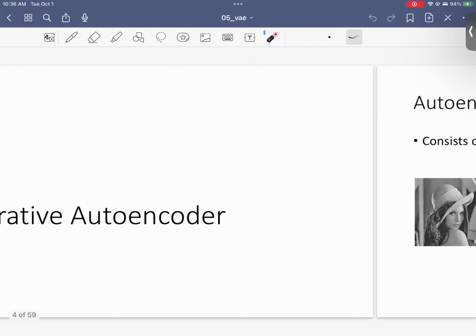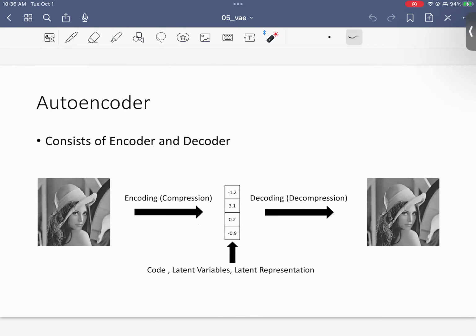All right, generative autoencoder. As we've all learned last time, we have some sample going into the encoder, encoding, which is to compress this raw 784-dimensional input into a 4-dimensional Z, which we sometimes call code or latent variable or latent representation. And then using this Z, we want to decode, or decompress, and get the X prime out. And we want X and X prime to be as similar as possible, right?